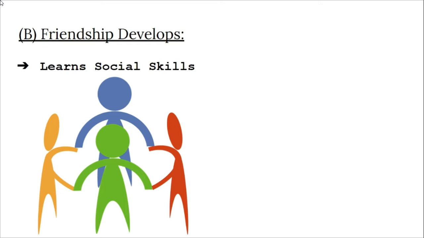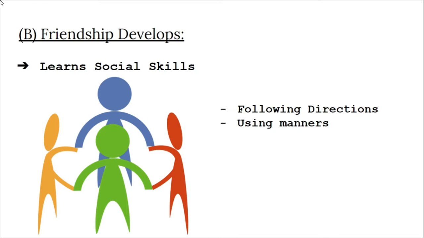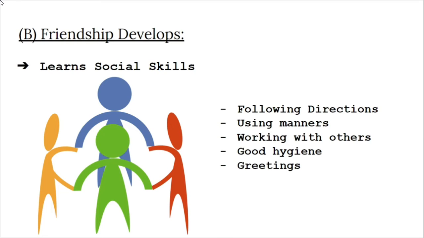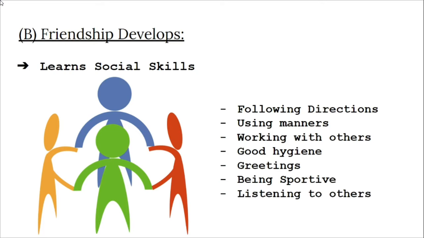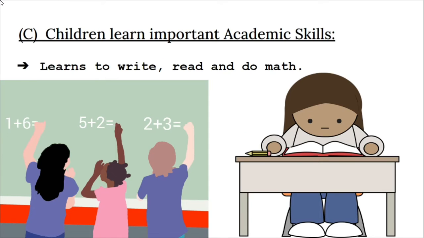To learn social skills, to develop social responsibilities among everyone: following directions, using good manners, working with others, good hygienic and environmental conditions, greeting, having good wishes all the time, being sportive and humorous, listening to others actively. C, children learn important academic skills which are required in their curriculum or syllabus. So they learn how to write, how to read and how to do maths, the calculations and everything.